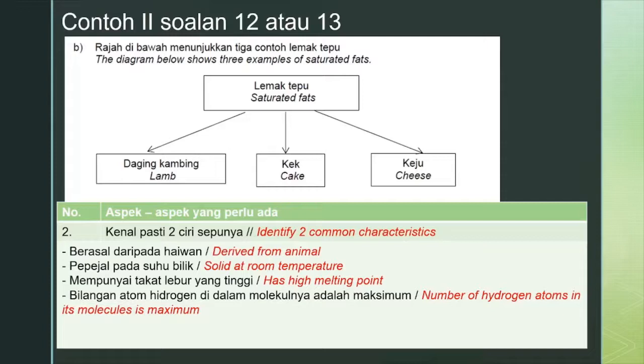Dua daripada ciri sepunya yang disenaraikan di sini: berasal daripada haiwan, berbejal pada suhu bilik, mempunyai takat lebur yang tinggi, bilangan atom hidrogen di dalam molekulnya adalah maksimum. Alright. So, 4 common characteristics: derived from animal, solid at room temperature, has high melting point, number of hydrogen atoms in the molecules is maximum. So, we can choose either two. Kita pilihlah mana-mana dua sebagai jawapan.